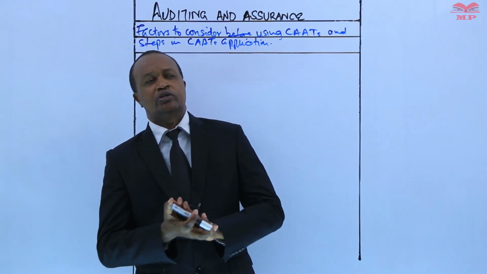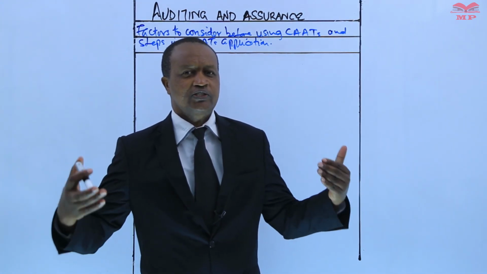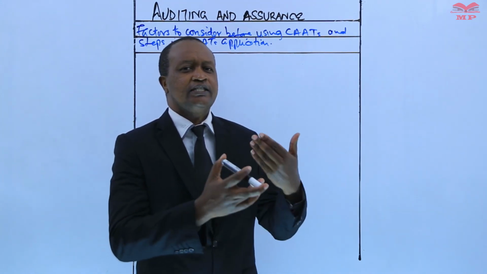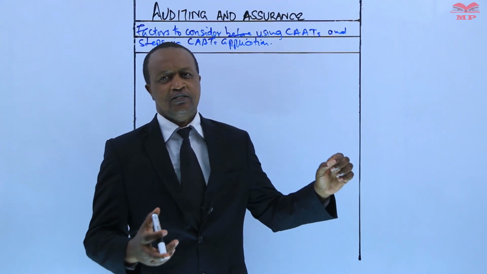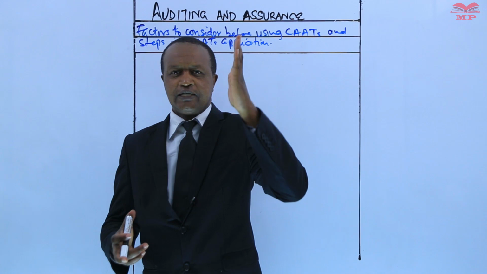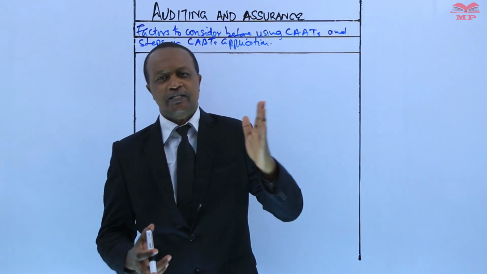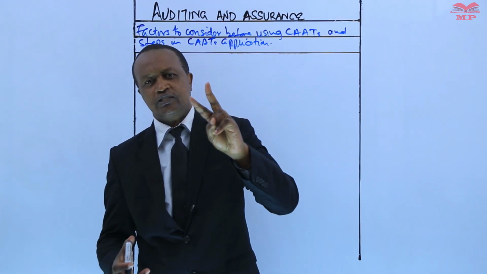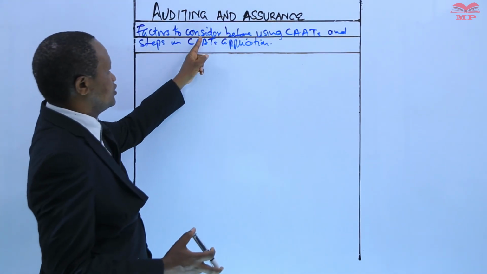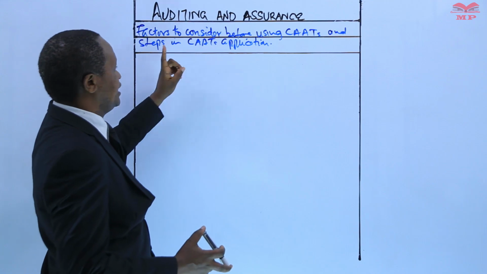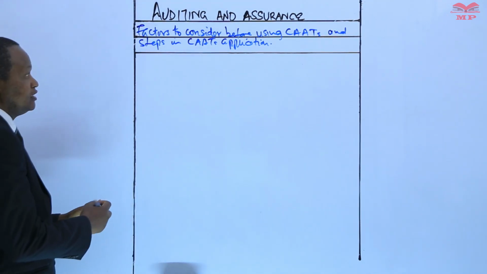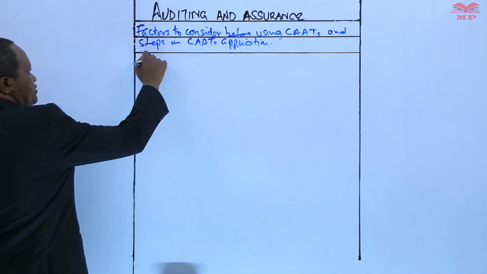Today we are going to outline the factors considered before using the computer assisted audit techniques, the CAATS. We'll also analyze the steps in the application of CAATS. So those are two things. One, factors considered before using CAATS, and two, steps in CAATS application. So let's begin with the factors.